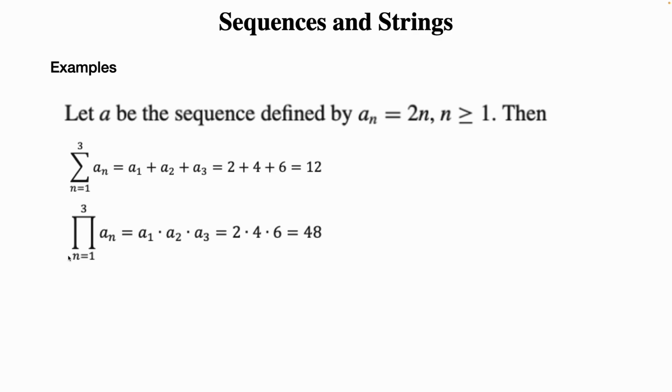Okay. The product from n equals 1 to 3 of A_n. So A1 is 2, 2 times 1 is 2. A2 is 4, 2 times 2 is 4. A3 is 6, 2 times 3 is 6. You multiply them. You get 48.